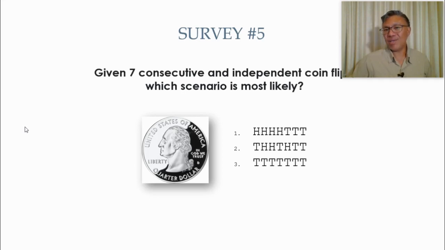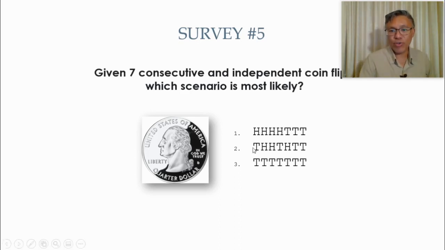Number 1 has the same chance of happening as number 2, which has the same chance of happening as number 3. Mathematically, how do you figure this out? Well, a couple things. You can list out all the possibilities for 7 flips, right? The chance of number 1 happening is 1 out of the total number of possibilities for 7 flips.